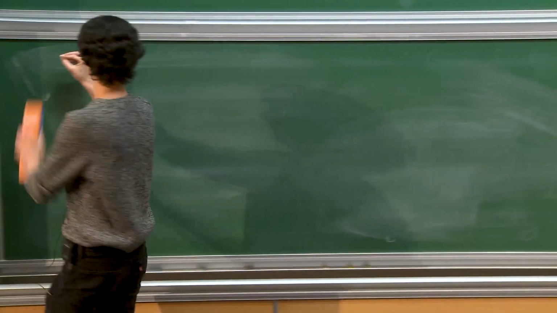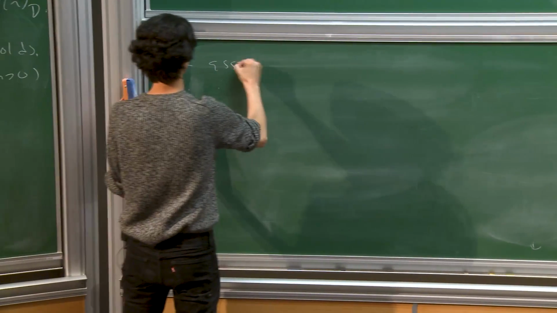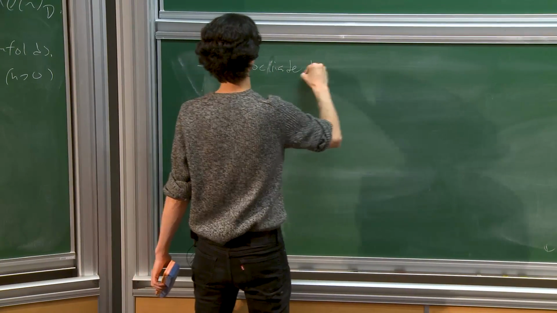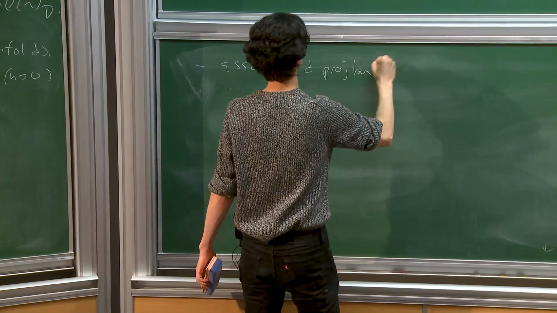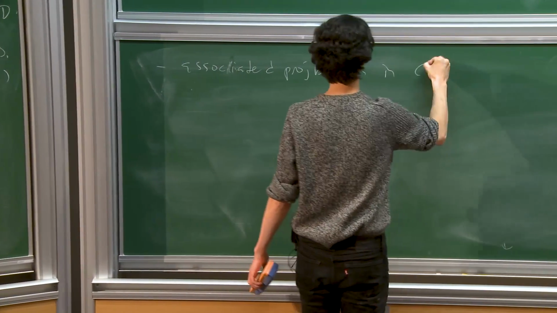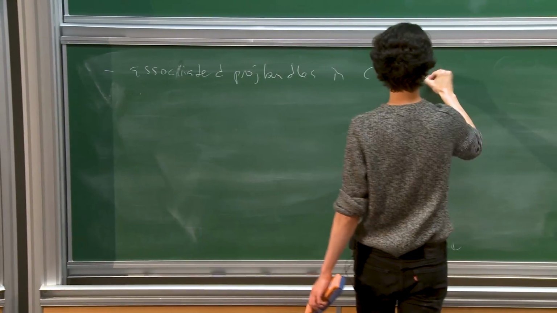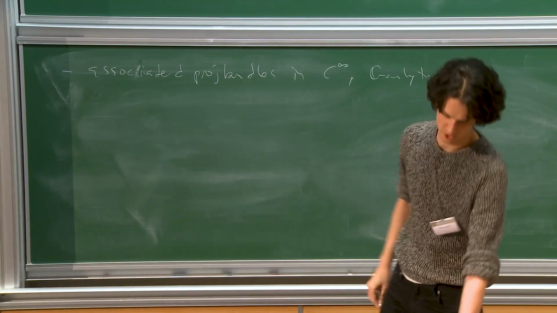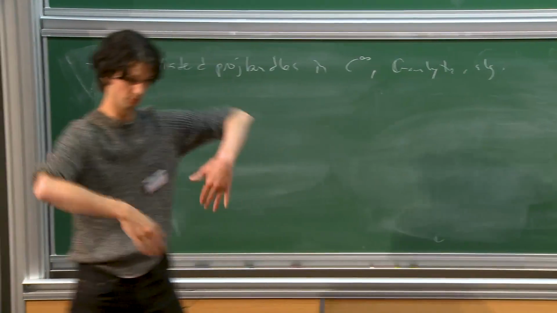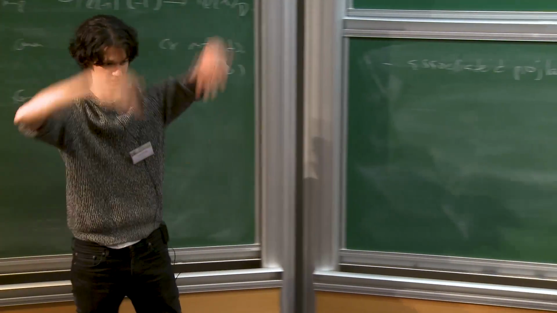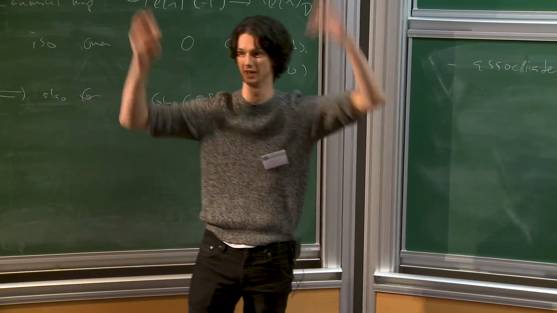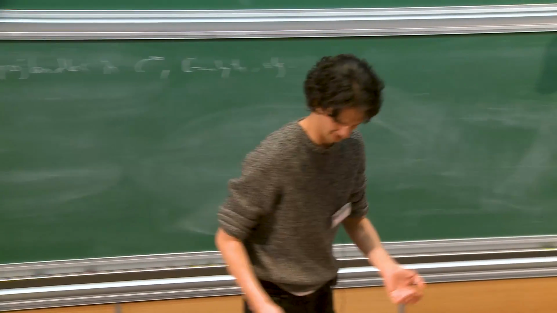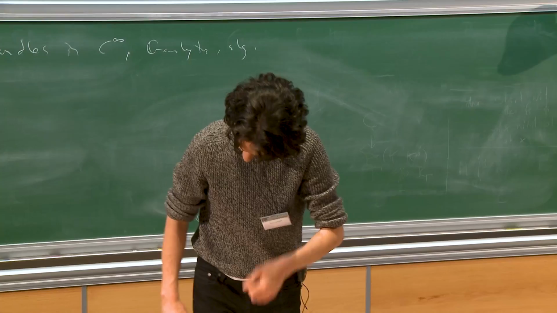You can also look at the associated projective bundle in C infinity or complex analytic or algebraic. So my point is that over a smooth manifold you can do smooth geometry, but you can also do complex analytic geometry, and you can also do algebraic geometry. This is well known, but not well absorbed, I feel.